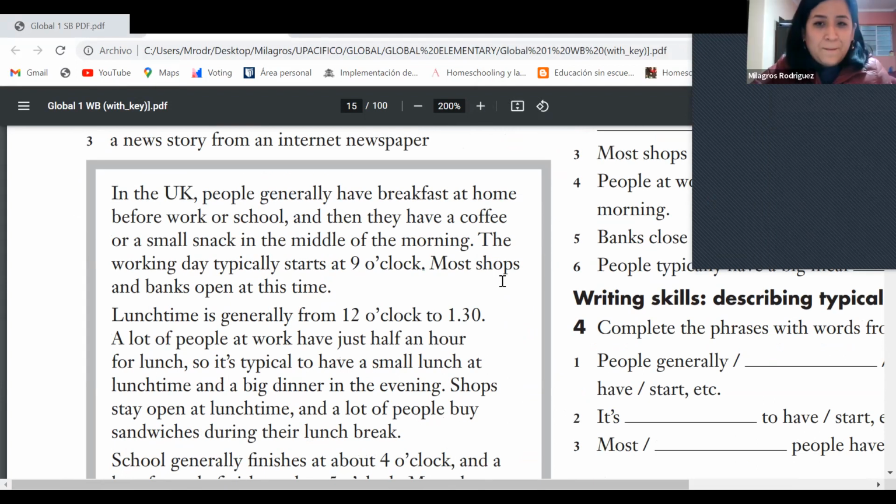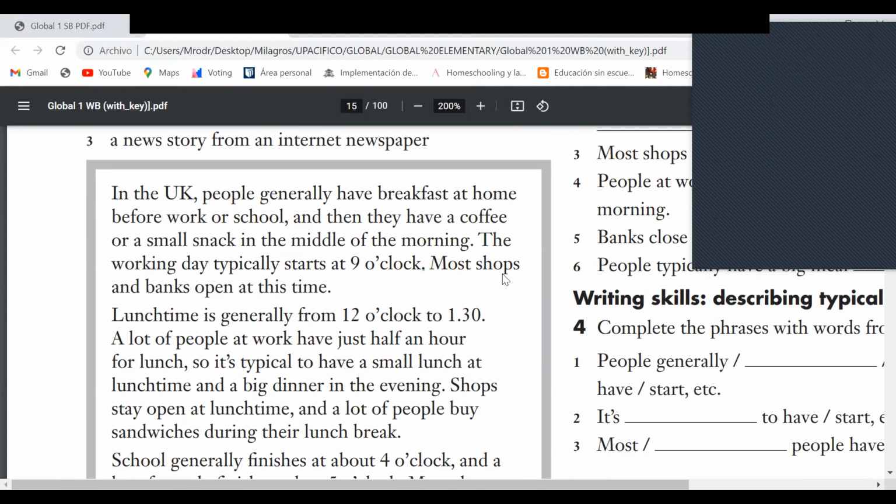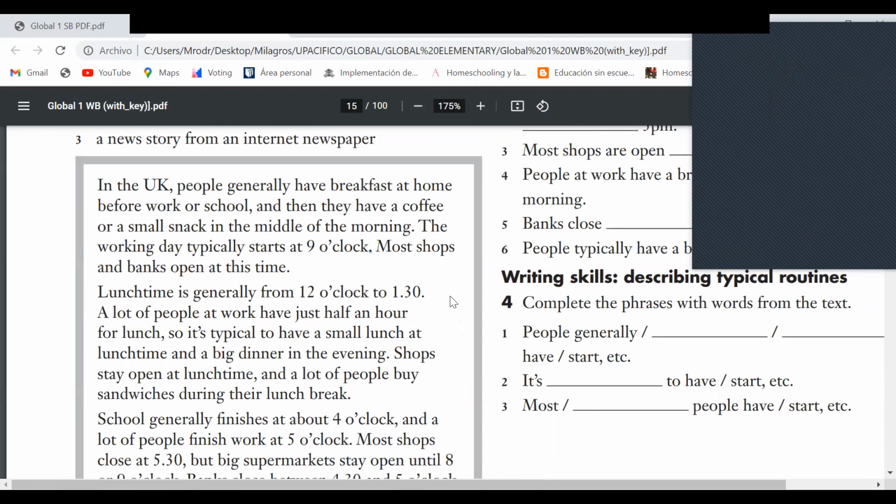In the UK, people generally have breakfast at home before work or school, and then they have a coffee or a small snack in the middle of the morning. The working day typically starts at 9 o'clock. Most shops and banks open at this time.